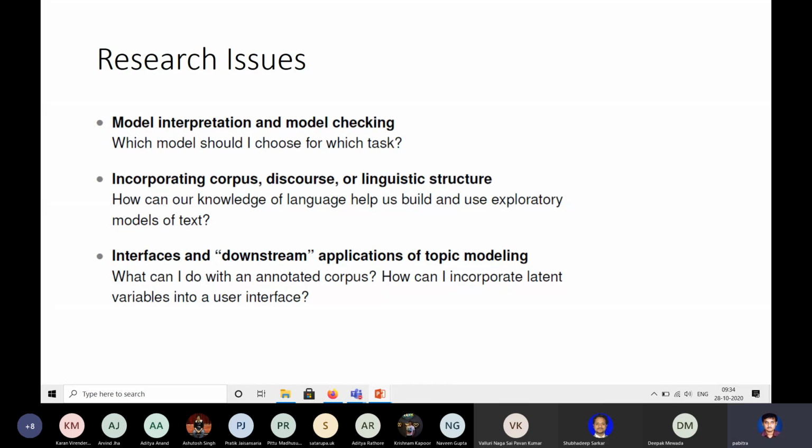Okay, maybe I'll just tell you about some research issues. Maybe some of you will take it up. Model interpretation, model checking: how do you compare two topic models? This is a very important problem now. How do you use more complex structure besides bag of words? How do you use discourse? How do you use linguistic structure, say the grammatical structure? How do you use sentence sequences? Can you enhance your standard topic model by considering these? The good thing is that you can just enhance your plate model to take care of all these things.